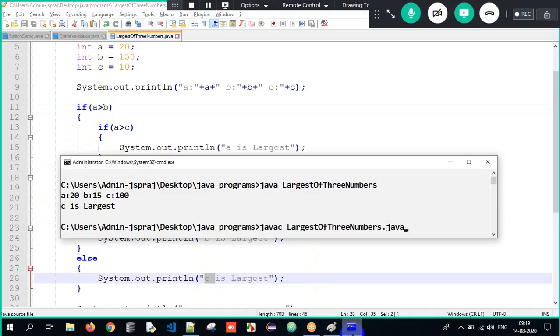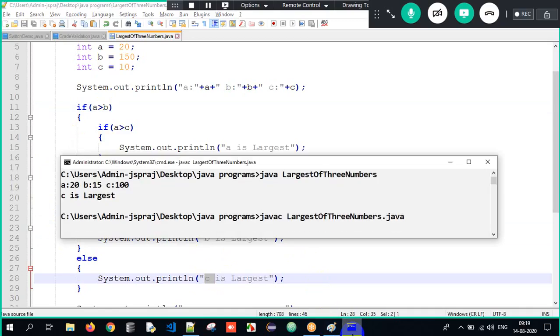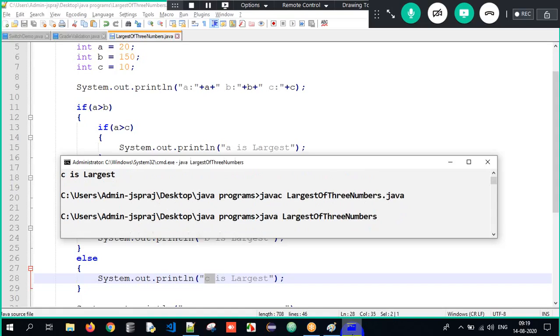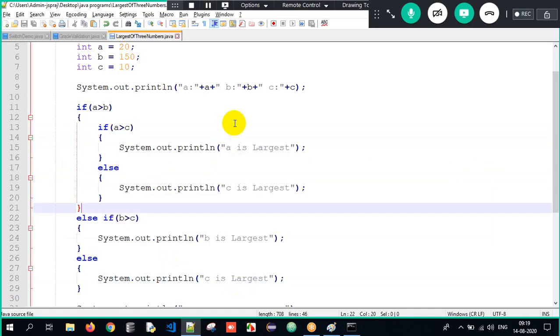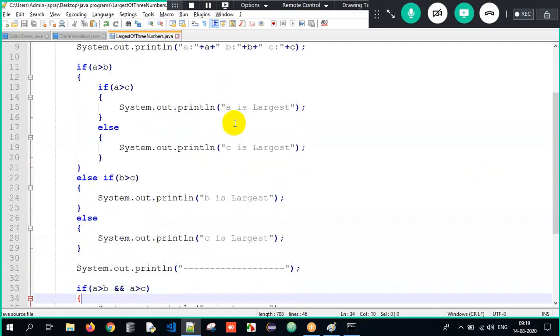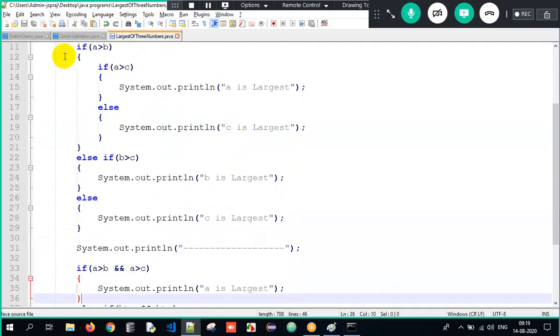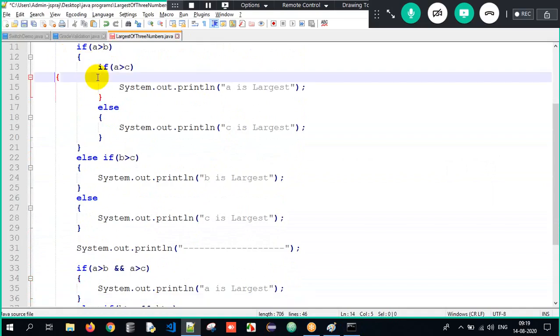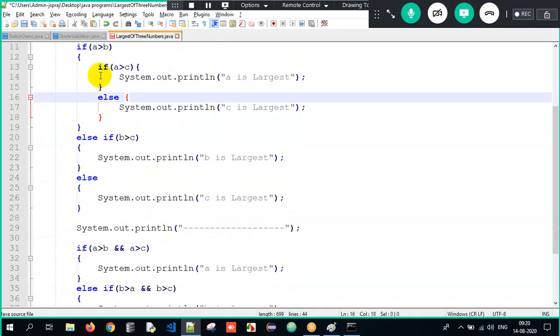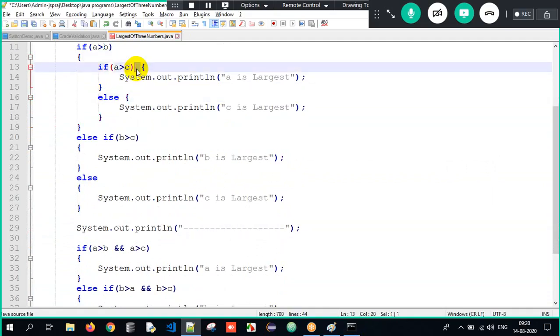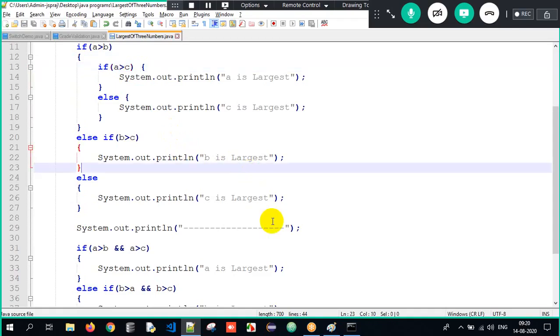Now again, if I compile, I'll definitely get the output. See, both ways, B is largest, B is largest. You can either do it with the help of nested if, or with the help of a normal for loop. Generally speaking, we also have only single curly braces here. You can also have the curly braces on the same line. It doesn't matter here. Is it necessary to always have it in the next line? No, you can have the curly braces on the same line.